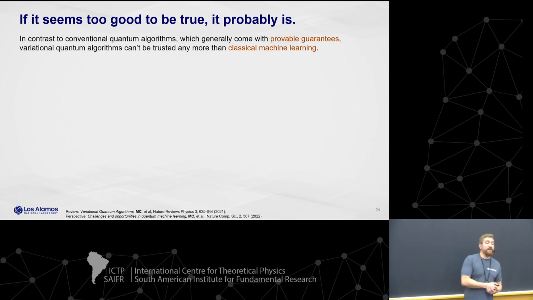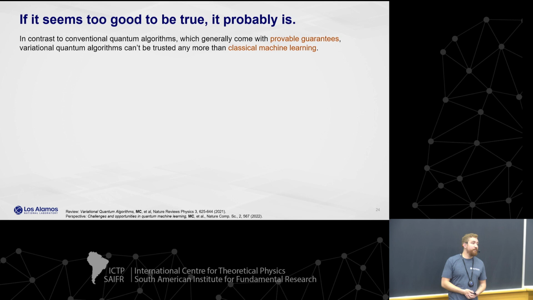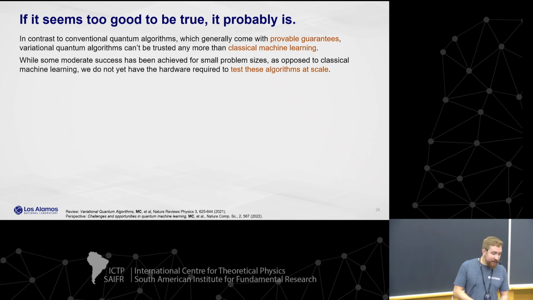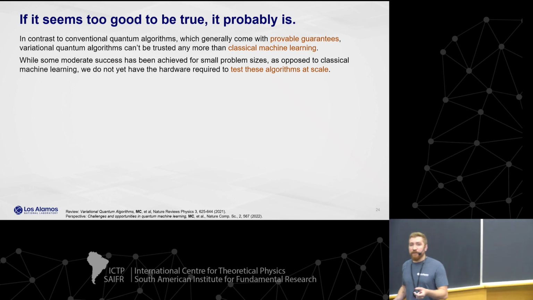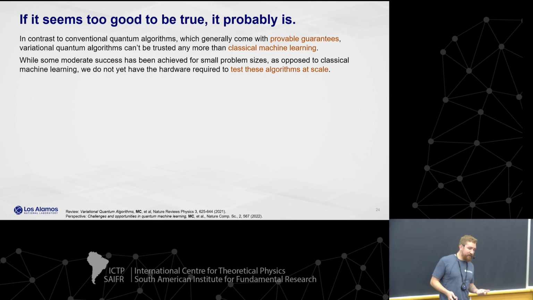This is something that we just cannot do with quantum machine learning because we don't have the devices to test these algorithms at scale, and their simulation is just really expensive to do. So while we've shown that quantum machine learning maybe has some heuristic success at small problem sizes, we don't know how they're going to perform at the large scale.